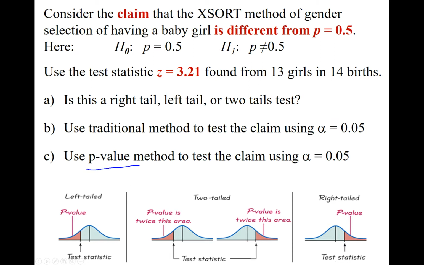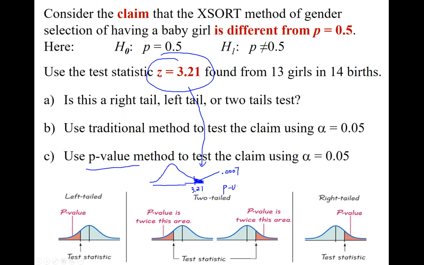As far as the p-value method, this time we have a two-tail test, so I'm going to draw a graph. Here, what I should mark is the test statistic 3.21. So 3.21 is on the right hand side. Because it's on the right side, I should find this tail area, using StatCrunch. It can be shown that this is 0.00066, so I'm going to round to 4 decimals, which is 0.0007.